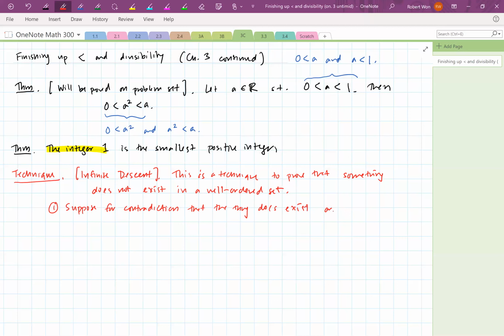And the technique here is, since we have a well-ordered set, we'll let X be the smallest one, right? Because we're in a well-ordered set, we have a notion of a less than. So we suppose the thing exists. Maybe there's more than one of that thing that has that property. We'll pick the smallest one. And then the contradiction that we'll get is to find a smaller one. This is a contradiction. And so it must not be true that the thing exists.